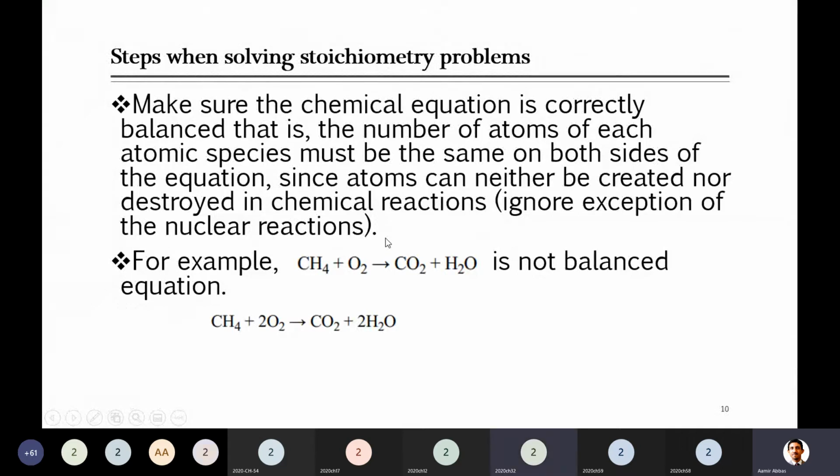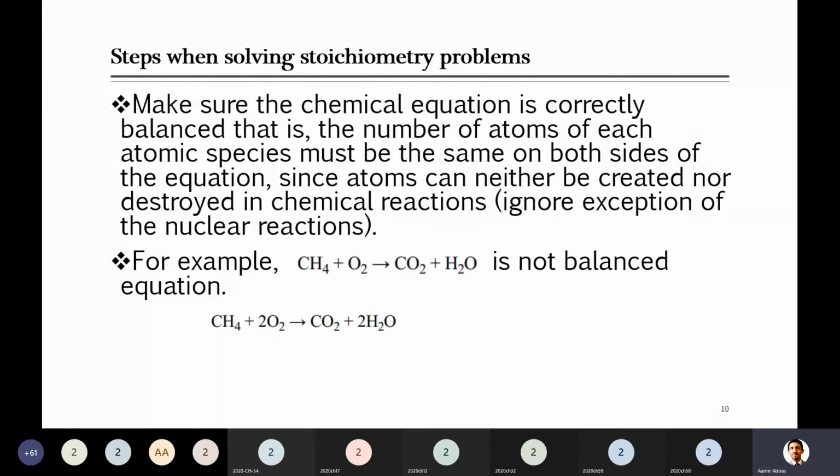No, sir. Can you tell me which element is not balanced? Hydrogen, sir. Yes. So here there is one carbon on the product side. Hydrogen: you look, there are 4 hydrogen on the reactant side, and on the product side there are 2 hydrogen. So how can you balance it? You can multiply the water term with 2. When you multiply it with 2, hydrogen becomes 4 on the product side, the same as on the reactant side.